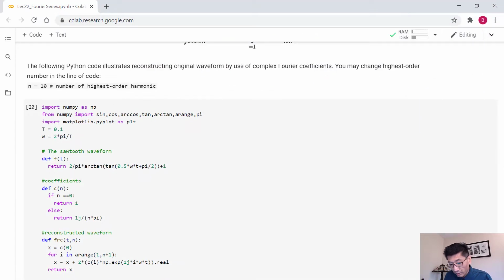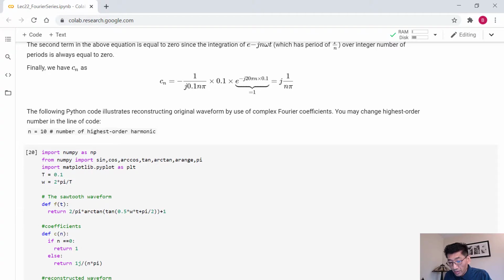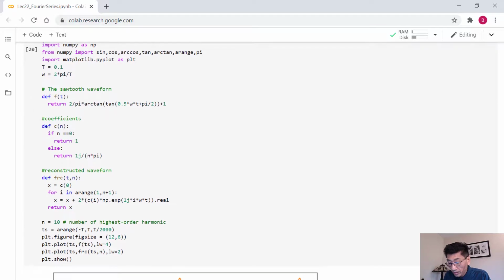And I also have a Python code here. And I basically utilize the Fourier coefficient we just calculated. And similar to what we had before, I defined the original function, the sawtooth waveform, and also defined the Fourier coefficient, the complex one. So the Cn, when n is equal to 0, I get 1, because we calculated that's equal to 1. So when n is not equal to 0, we have j over n pi. So I'm using the complex Fourier coefficient.